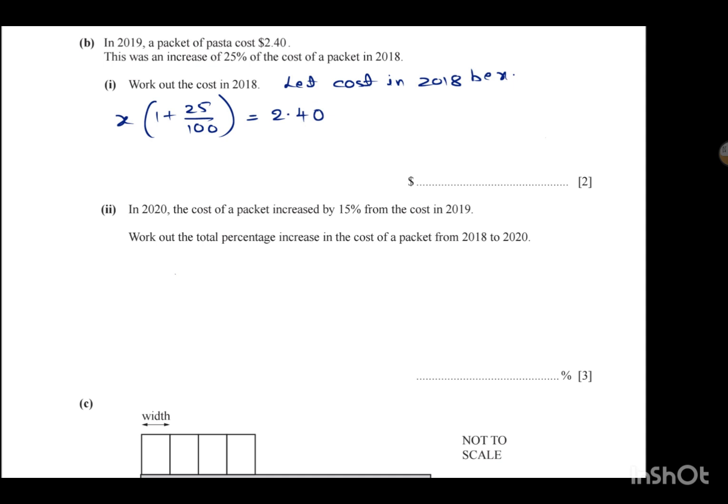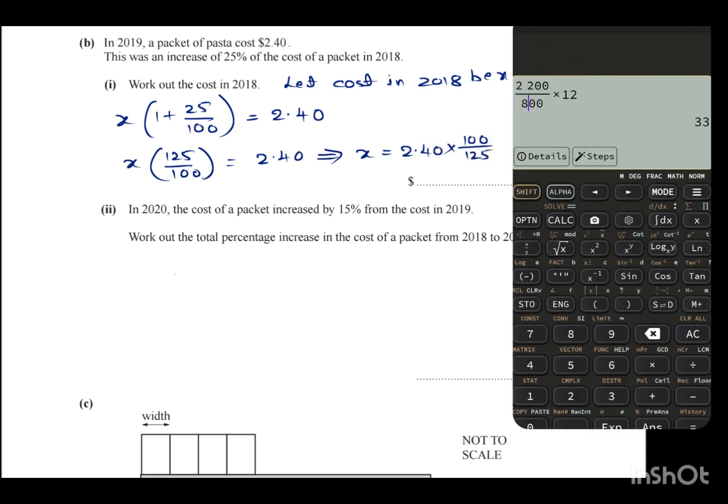So x, that will be $2.40 in 2019. Simplify the bracket here: 100 into 1 is 100 plus 25, which is 125 by 100. So this can be directly written here: 125 by 100 times x is 2.40. Now keeping x on the left hand side, if I bring that fraction to the right hand side, I get 2.40 into 100 by 125. Find out the answer.